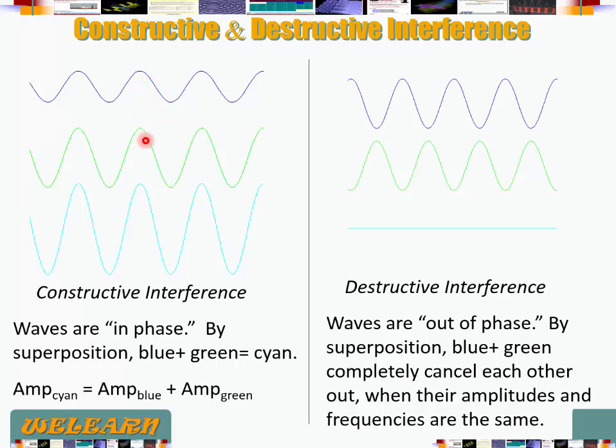Now, there is an additional property of these two waves. We say that they are in phase. What do we mean by in phase? Two waves are in phase when a crest coincides with a crest and a trough coincides with a trough, like here. Whenever this wave has a crest, this one has a crest, and vice versa.